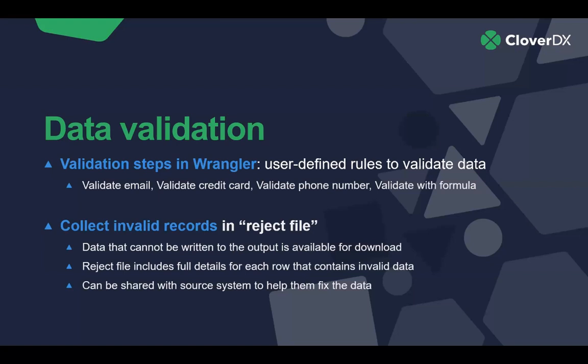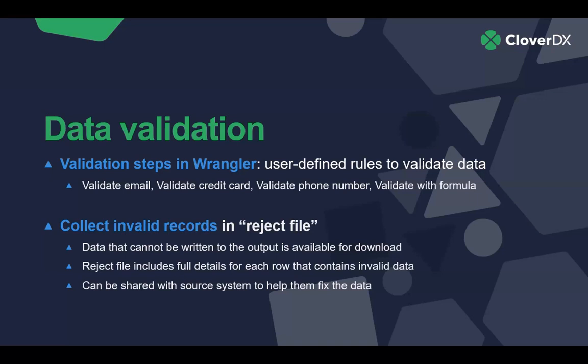Technically, this is implemented in a few different ways. We added the ability to run what we call validation steps. They can be either user-defined through a generic step we call validate with formula, or you can use one of the pre-built validation steps that are part of the release, like validate email, credit card, phone number, and so on, that help you validate more complex data, like emails and similar.